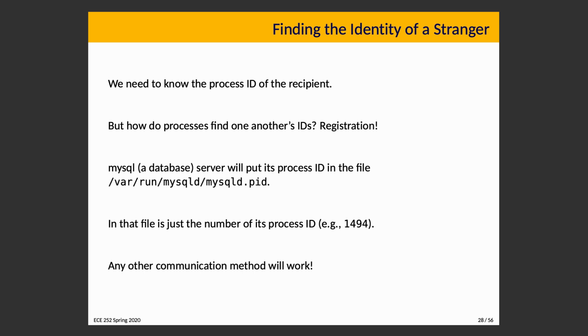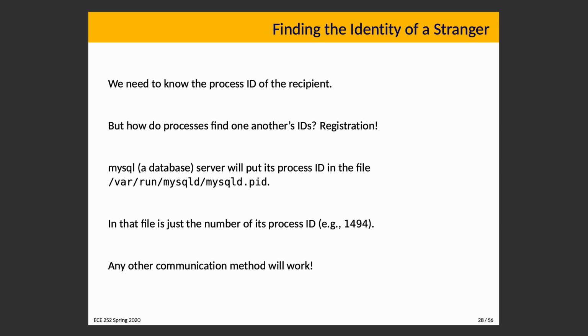If there's a parent-child relationship and the parent is sending a signal to the child, that's easy. We know how to do that because fork returned a value that told us the process ID of the child, so we got everything we need there. If, however, there is no such relationship, it gets a little bit more difficult.